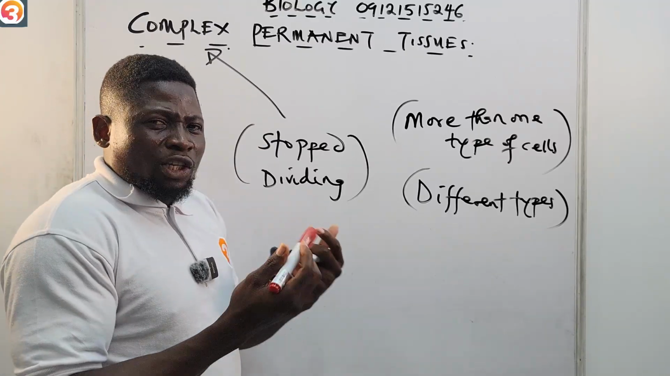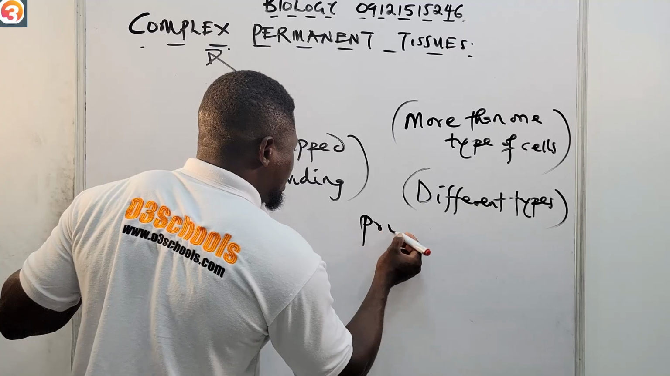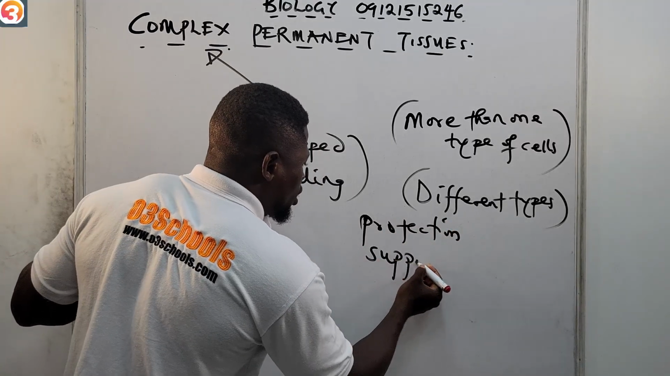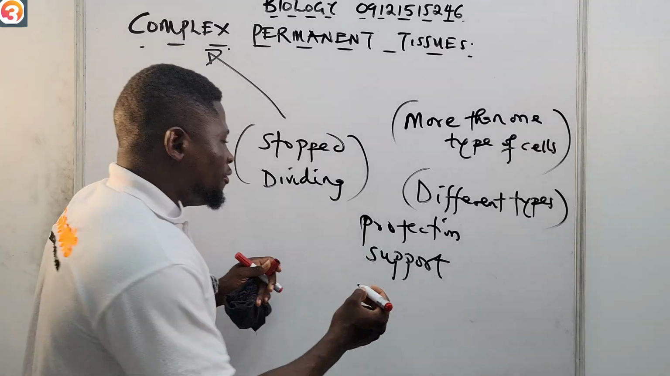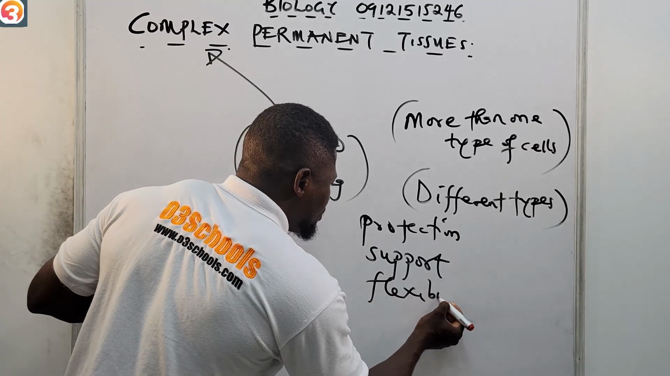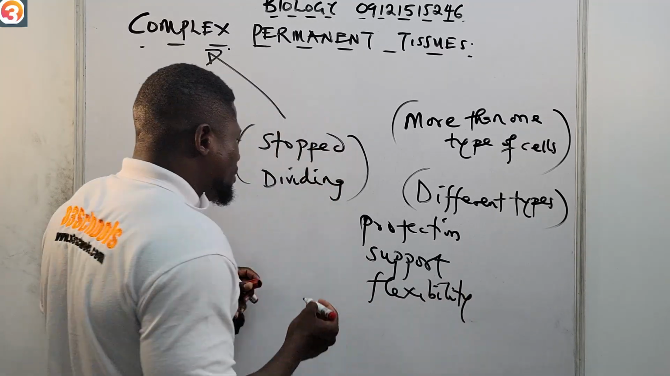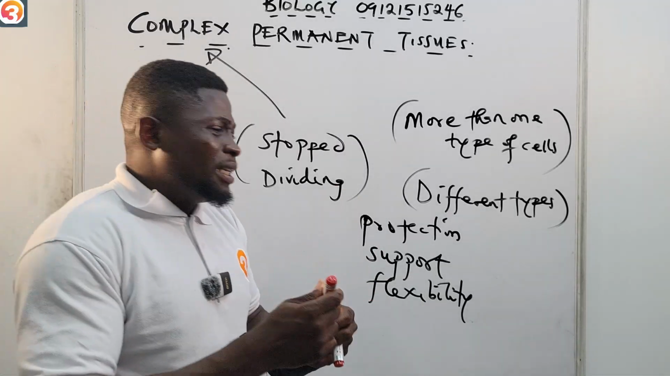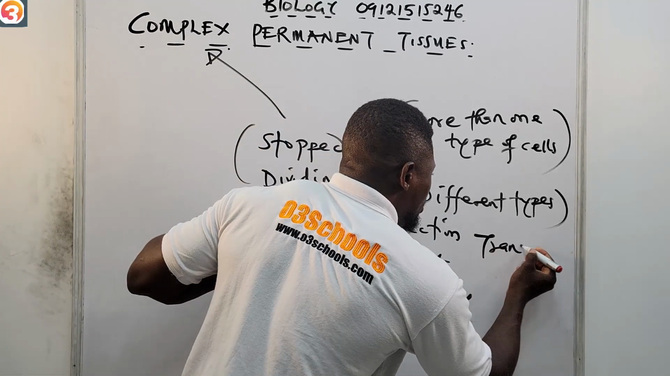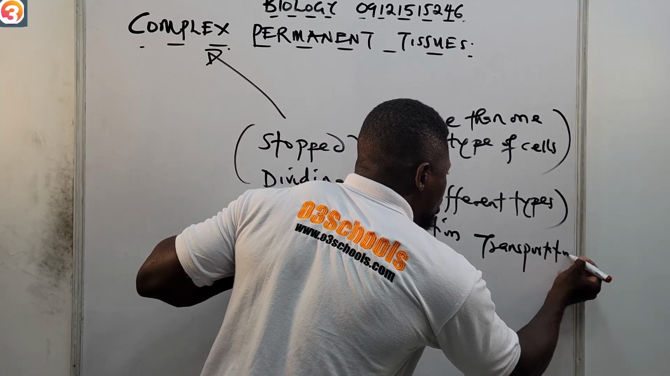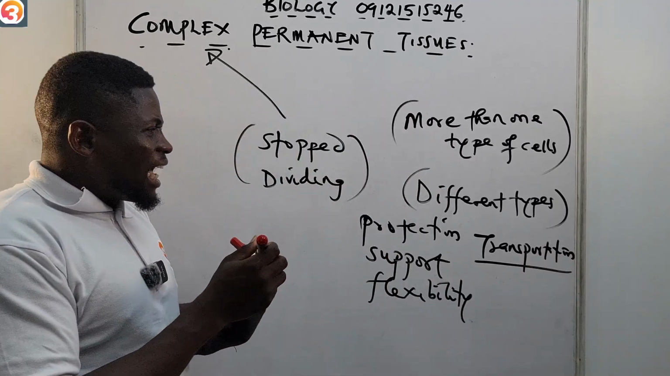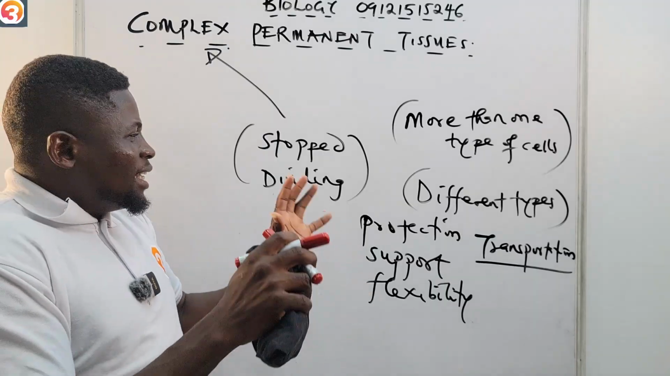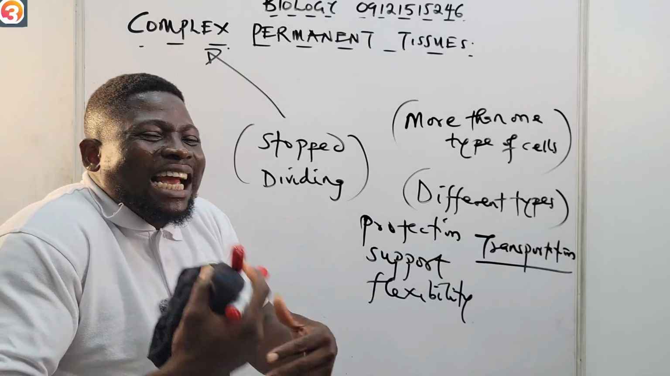For example, some of them may choose to protect. They could be for protection. They may be for support also. They may be for flexibility. They may be for transportation. So these are complex permanent tissues. This is what happens to them when they stop dividing. They now have a specialized function.